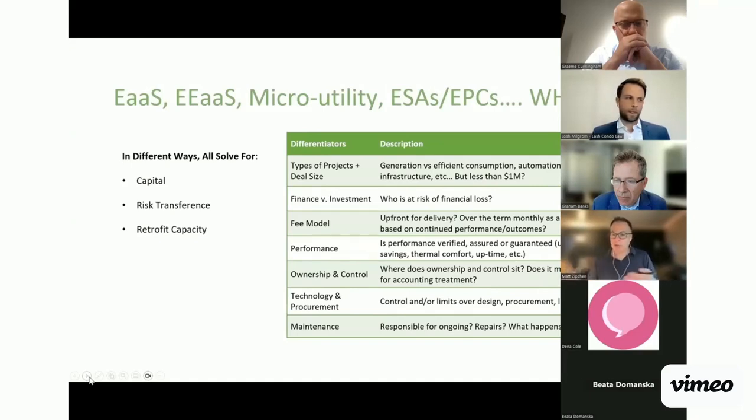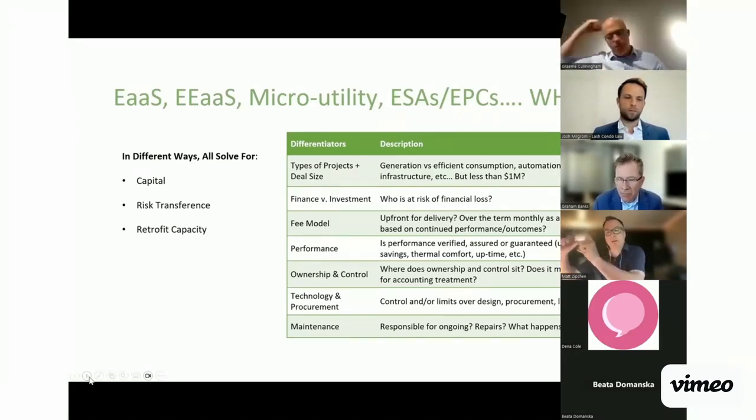Where does the ownership and control of the equipment lie? Who makes the decisions on the technology and the procurement? Who's in charge of maintenance over time? What happens if it fails? First of all, what happens if it underperforms? And what happens if it completely fails? Who owns that risk, and how has that been contracted? These are key elements that you want to compare your base case with, and look at the options and contracting as you go forward.